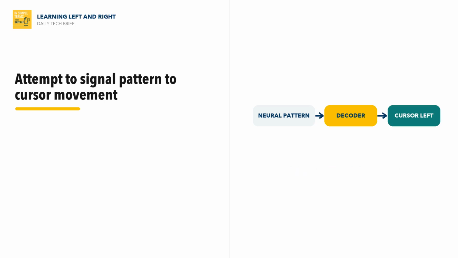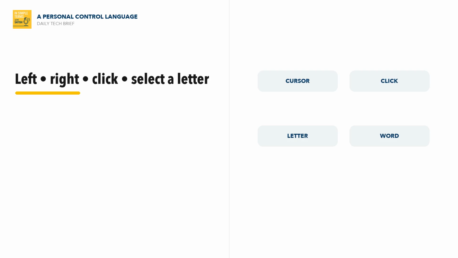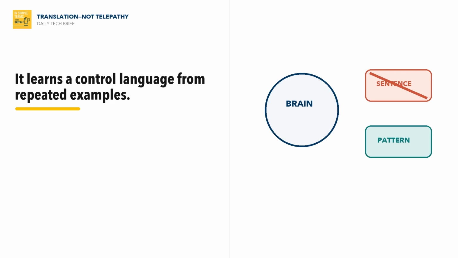For example, the user tries to move a cursor left. The system records what the brain activity looked like. Then it records other attempts too. Over time, the software learns. This pattern usually means left, this pattern usually means right, this pattern may mean click, and this pattern may mean select a letter. That software is called a decoder. The decoder is the translation layer. It does not understand the person's mind. It learns a control language built from that person's brain signals.